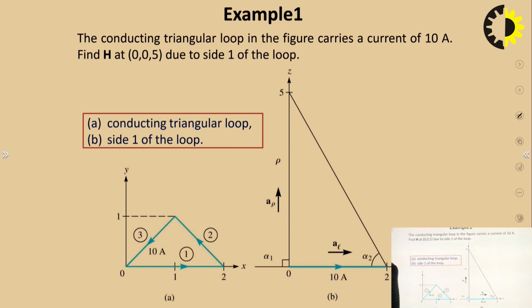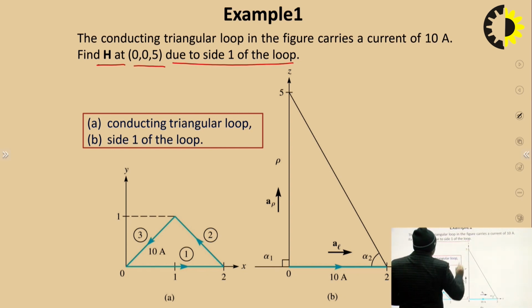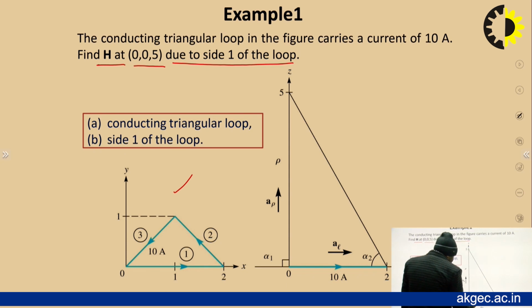So this is example 1 taken from the standard book, William Hayt. The conducting triangular loop in the figure carries a current of 10 ampere. So find the magnetic field intensity H at 0, 0, 5 due to the side of one of the loop. So what is the meaning of that? This figure is given. So what is the distance of that particular system here? This is 0. This is the origin. This distance is 2. This distance is 5. That means this is rho is equal to 5.